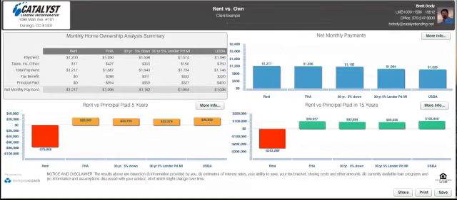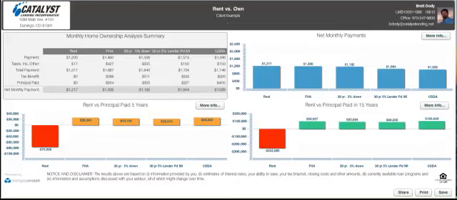I wanted to take a moment today and show you my rent versus own model that I use for first-time home buyers. It gives a nice detailed breakdown of home ownership comparative to rentals. So let's take a look at it.